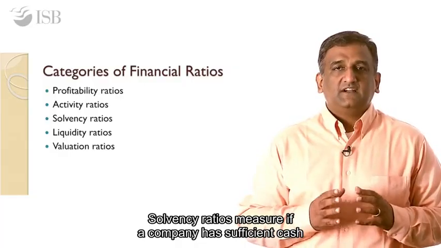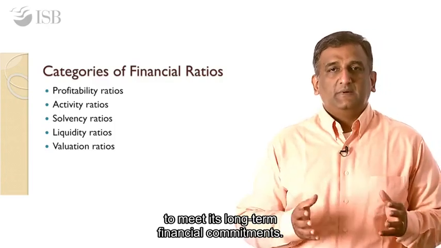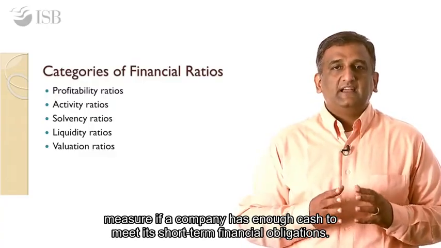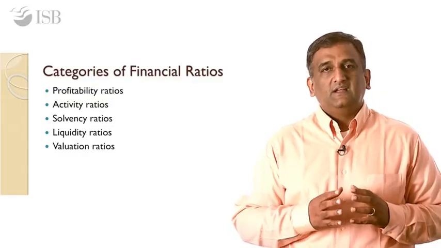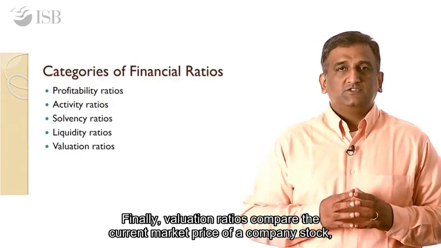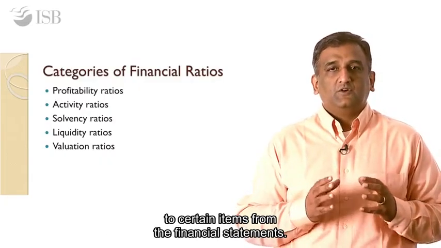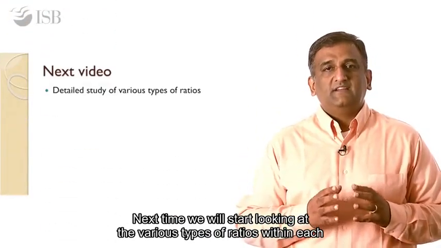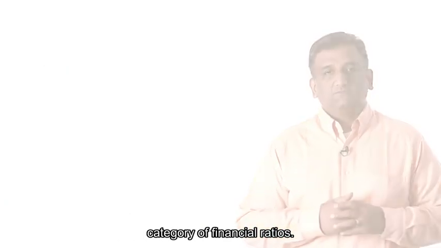Solvency ratios measure if a company has sufficient cash to meet its long-term financial commitments. Liquidity ratios, on the other hand, measure if a company has enough cash to meet its short-term financial obligations. Finally, valuation ratios compare the current market price of a company's stock to certain items from the financial statements. Next time, we will start looking at the various types of ratios within each category of financial ratios.